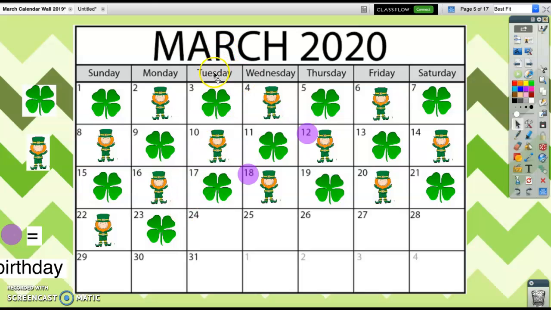Wednesday. Very good. All right, Tuesday. Let's figure out what pattern we put down, what object we put down today. Yesterday was a clover, and if we're working with leprechauns and clovers, what's going to be next? A leprechaun. Very good. So, today is Tuesday, March 24th, 2020.